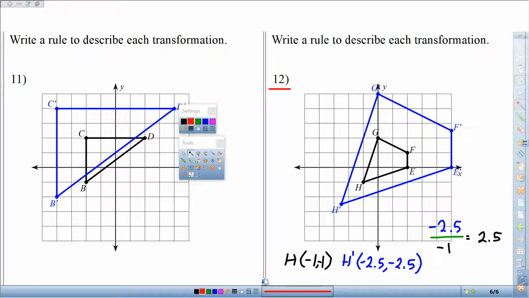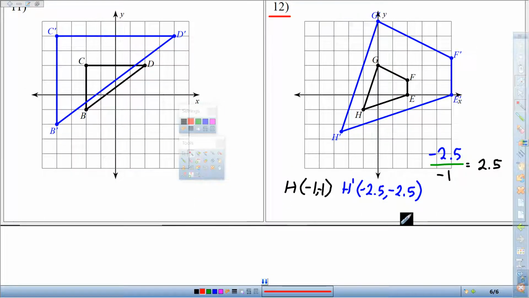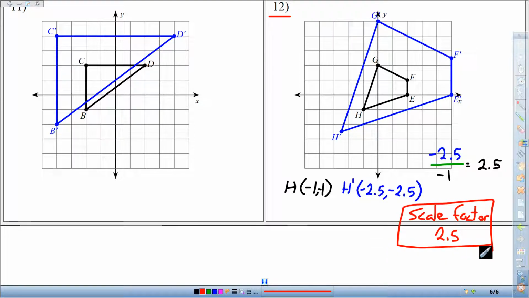It's unnecessary to do on this problem, but that is the surefire way. Take an image and divide it by its original, and that will give you the scale factor always. And if you could just point out the scale factor 2.5, like that right there, that is what I'm looking for.